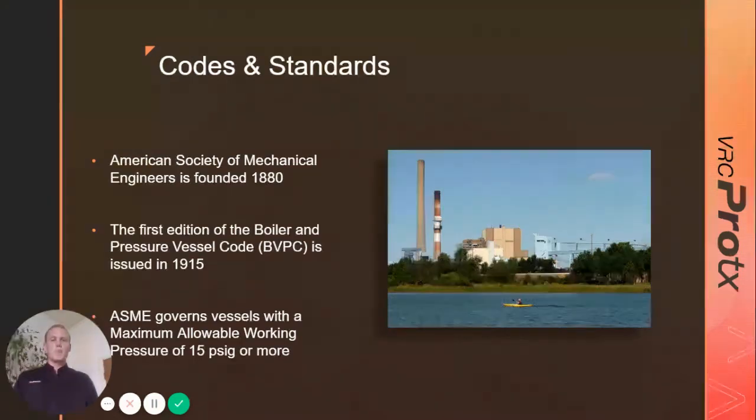The most important body in pressure relief is the American Society of Mechanical Engineers, which was founded in 1880. The first edition of the Boiler and Pressure Vessel Code was issued in 1915. That document is still used today, although it's been updated several times, including in the 50s and 60s at the dawn of the nuclear age. It's important to note that ASME only governs vessels with an MAWP of 15 pounds gauge or greater.